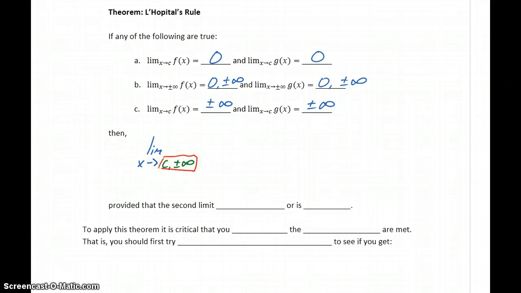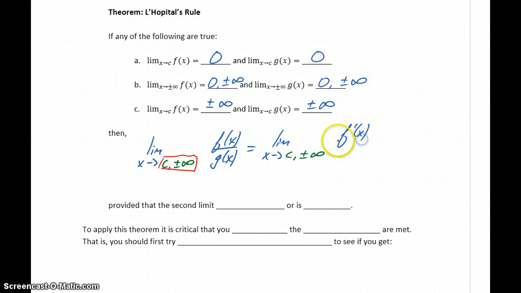If that's the case, then we can evaluate the limit as x approaches either c or positive or negative infinity. So we might have either of those two expressions. So the limit as x approaches one or the other of those values of f of x over g of x is going to be equal to the limit as x approaches, again, whether it's approaching c or positive or negative infinity, of the derivative of f divided by the derivative of g. And that's going to be true provided that that second limit exists or is equal to positive or negative infinity.